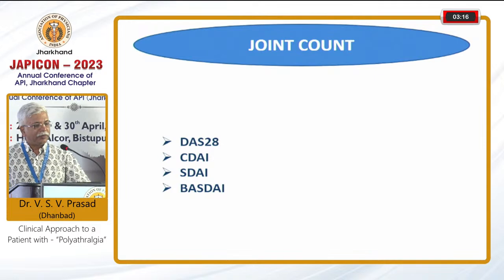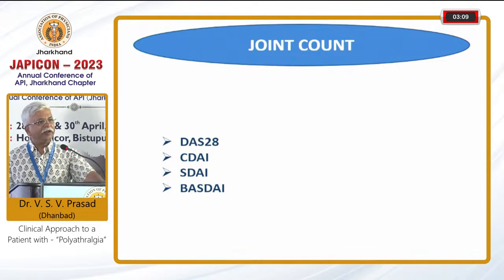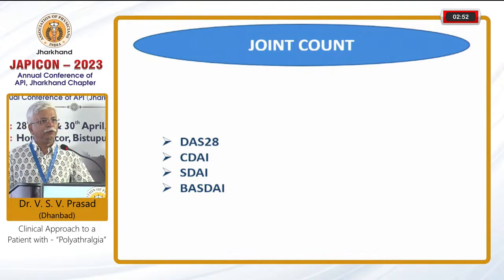There are other simple indices like the clinical disease activity index, CDAI, and the simplified disease activity index, SDAI. These don't need ESR or CRP, so many of our patients can't afford ESR or could not do an ESR and just walked into the clinic. So you could just do the simple calculation and know the disease status of rheumatoid arthritis. This is particularly useful in treating rheumatoid arthritis and following patients. The BASDAI is used in ankylosing spondylitis.